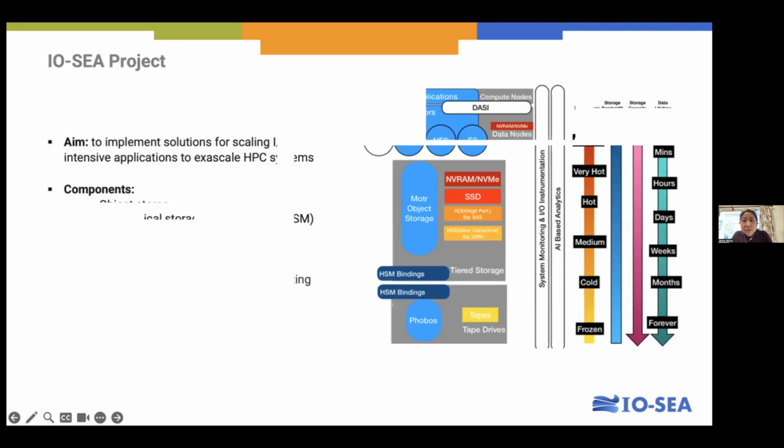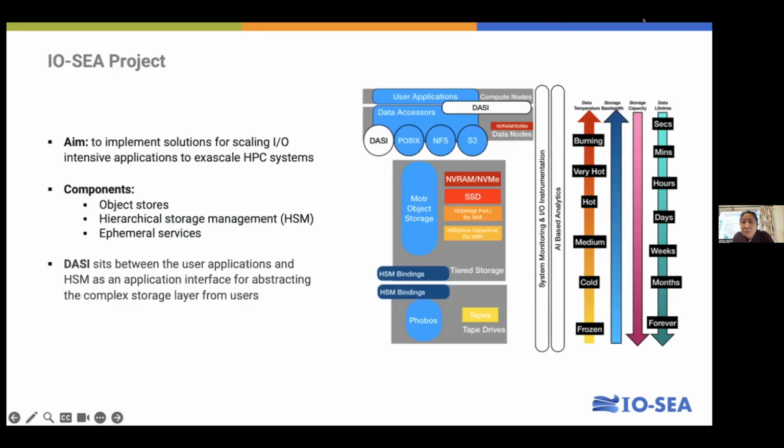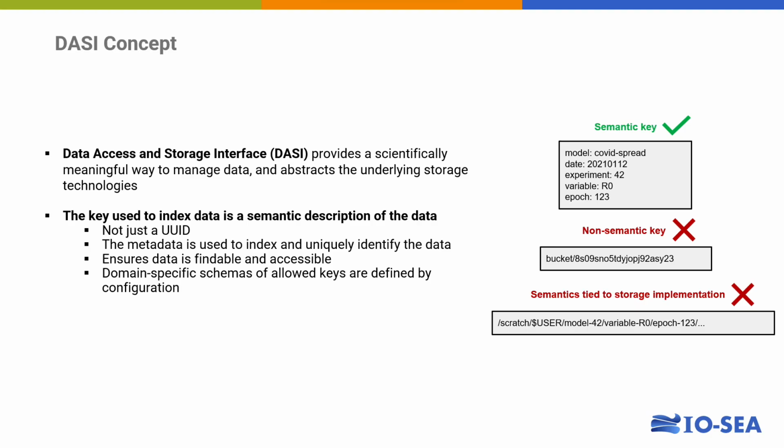So, as Katerina already mentioned, the IOSEA project focuses on novel storage and data access architectures for scaling IO-intensive applications to the X-scale HPC systems. As she's already brought up this diagram, I'll just briefly mention that DASI, shown in this diagram here, is the layer that sits between user applications and the hierarchical storage management, which is this chunk down here. And it's an application interface, as James already mentioned, for managing and accessing data, but also to abstract the complex storage layer from the users.